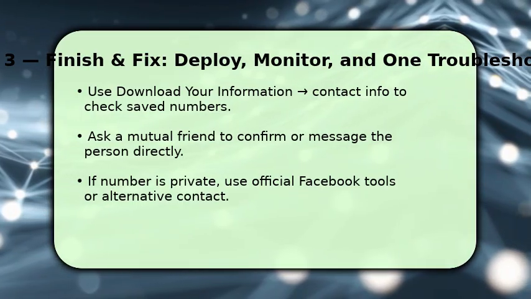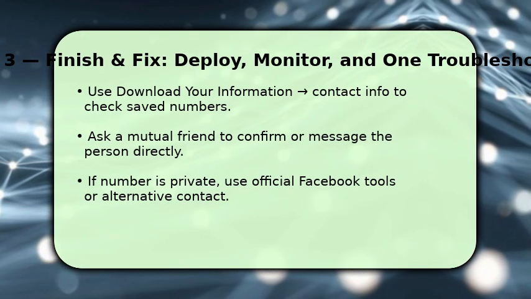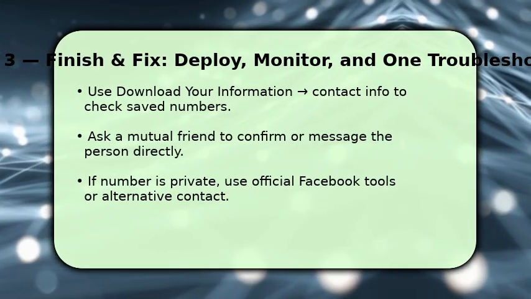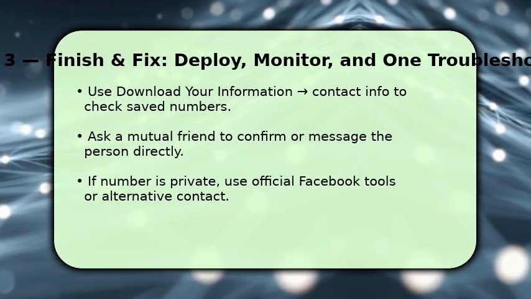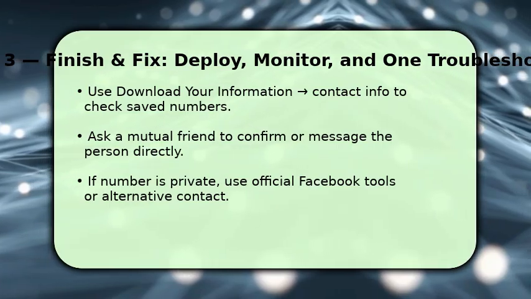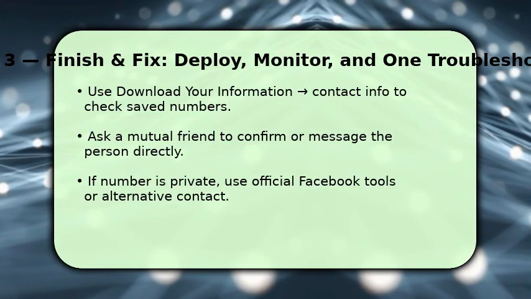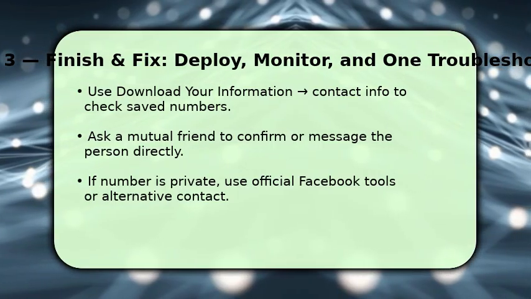If you encounter a private or hidden number, don't try to circumvent privacy. Use Facebook's reporting or request channels. Troubleshooting tip: when a number appears missing, assume privacy settings hide it. Instead, request permission or use an alternative verified contact.